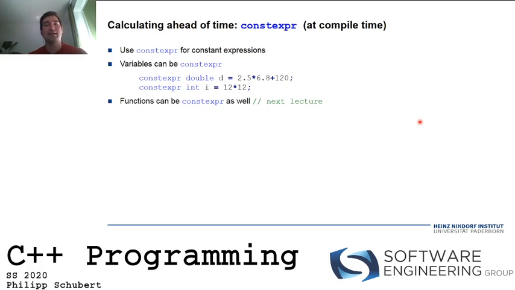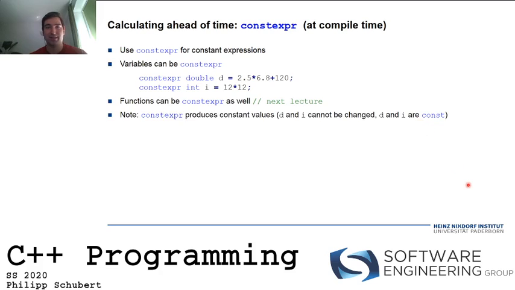We will talk about that next lecture, where we introduce functions. And the thing is, if you have constexpr functions, you can even do more powerful stuff at compile time. So that's quite neat, actually. But also, please note that the constexpr qualifier produces constant values. So the variables d and i, for instance, cannot be changed anymore. So constexpr really also includes const. So d and i would be const once they are initialized here, and then you cannot change d's or i's value.